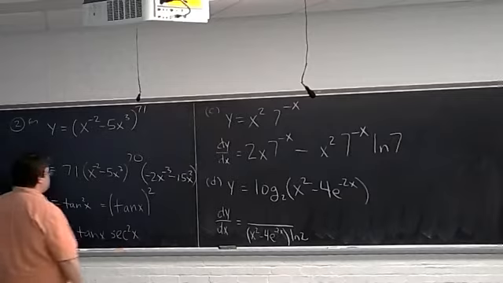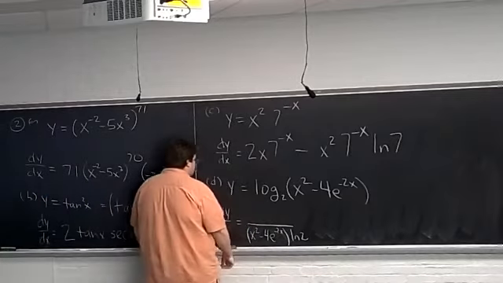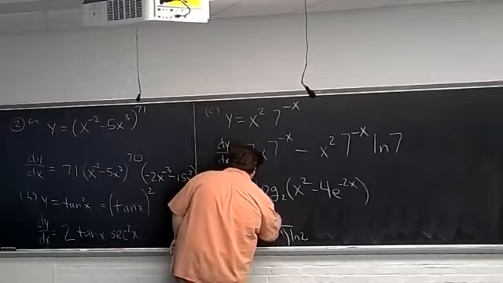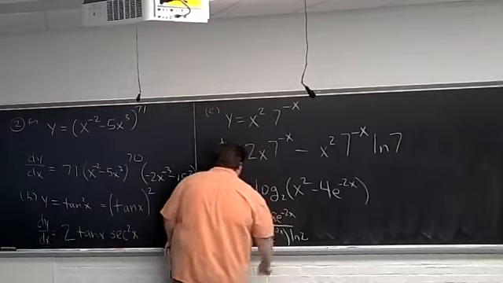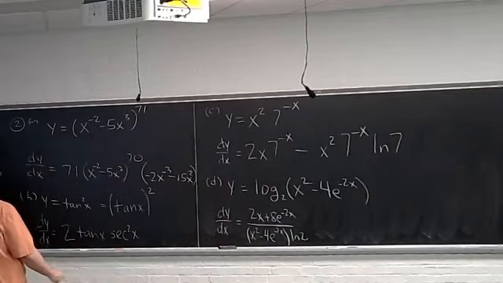And then apply the chain rule. Times the derivative of x squared minus 4e to the negative 2x, so 2x plus 8e to the negative 2x. And I'm just going to write that as one fraction because I think that looks nicer.